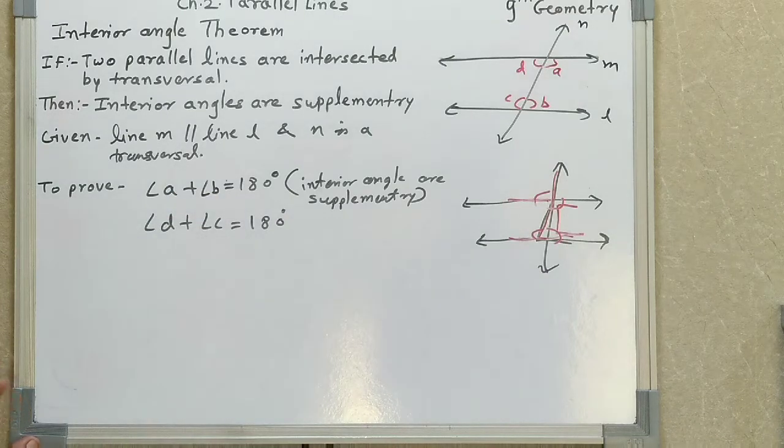Now, what is the importance of this theorem? Using this theorem, we have to prove two other theorems, that is, the two types of other angles: the alternate angle and the corresponding angle. You do not have to prove the interior angle theorem, because its indirect proof is given in your textbook, so do not ask it in an exam. Using this theorem we will prove the other two theorems, the alternate and corresponding angle theorems.